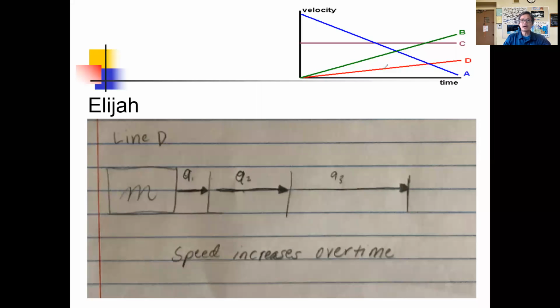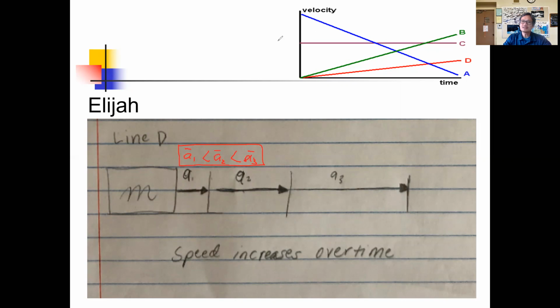The object here is speeding up. Elijah represents that with the different vector lines for acceleration, which is very good. The first acceleration here is going to be less than the second acceleration, which is going to be less than the third acceleration. So the issue now is this: is the acceleration changing? What Elijah has pointed out here is that the acceleration is changing.